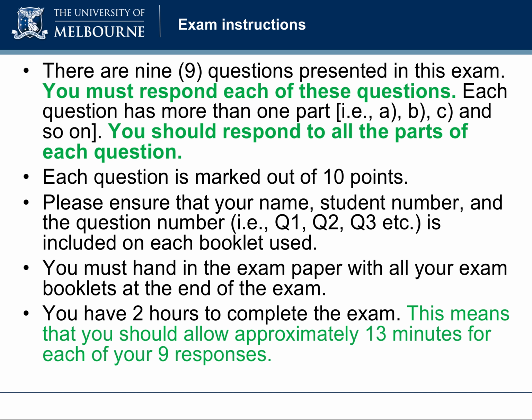In your answer booklet, you'll be given a question booklet and a number of answer booklets. You probably won't use all of the answer booklets, but I've just given you a few of them, so you've got plenty to write on. You will need to give all of those things back at the end of the exam.